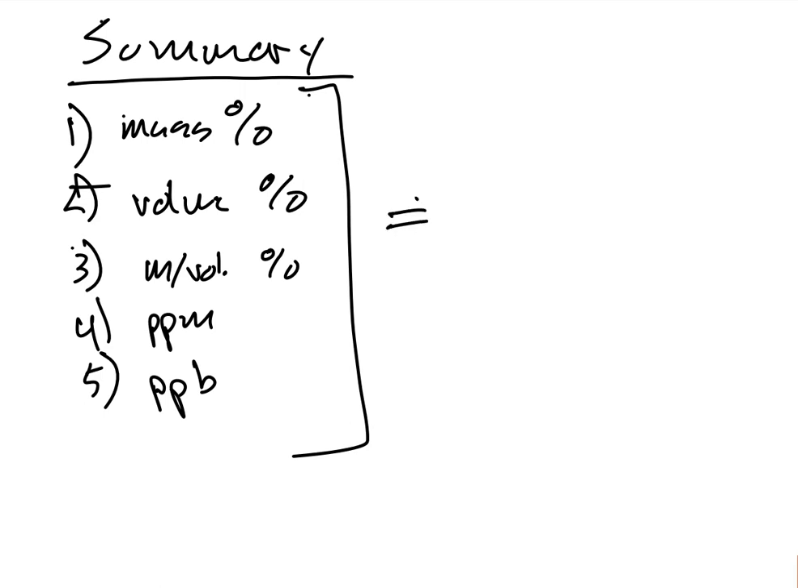And I pointed out to you that the reason we have all these units is simply out of convenience. Depending upon the concentration of the mixture that you're studying and you're wanting to talk about, you'll likely pick one of these over the other just based on which one's going to give you the most convenient numbers to work with at the end of the day.